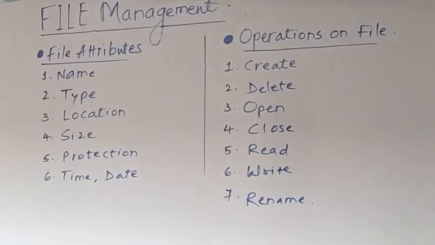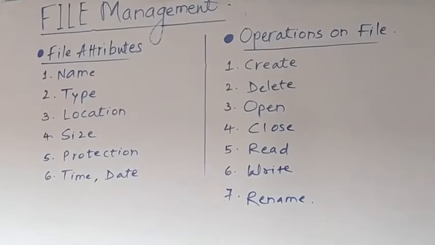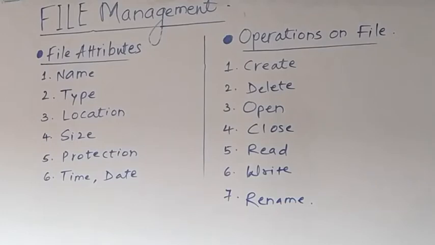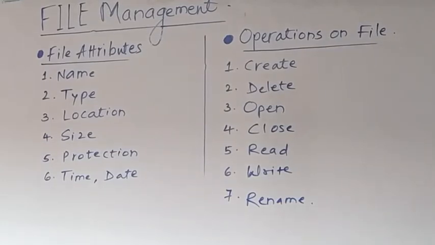Now another important attribute is protection. With the protection attribute we will be in a position to say who can access our file, maybe a guest, maybe an admin, and on that file whether to perform a read operation or a write operation. Whether we can perform read or write operations on that file will be specified with the help of the protection attribute. Next, at what time and date that particular file was created. So these six attributes will be associated with every file.